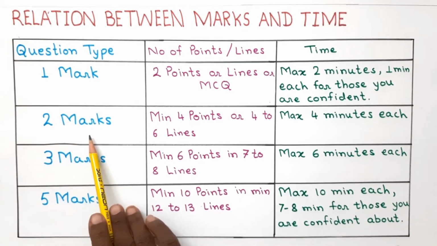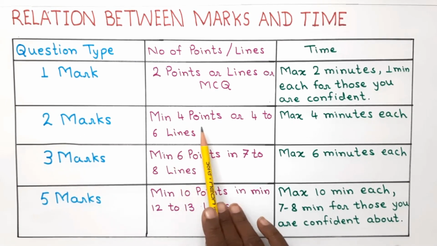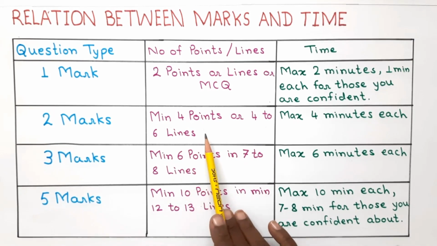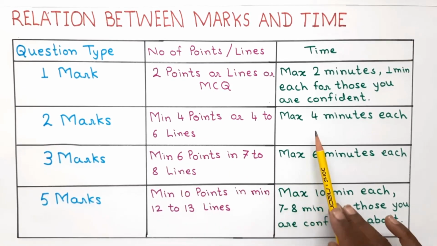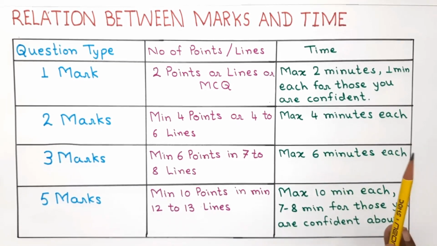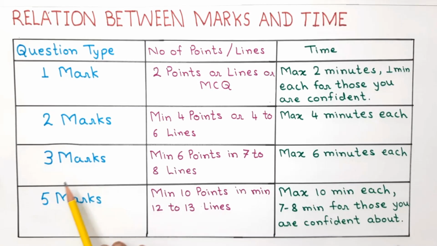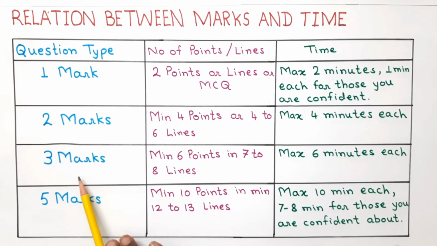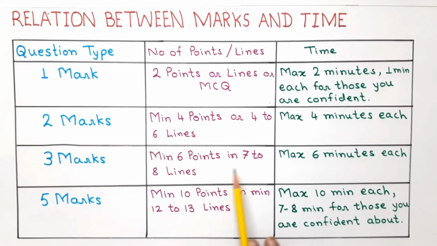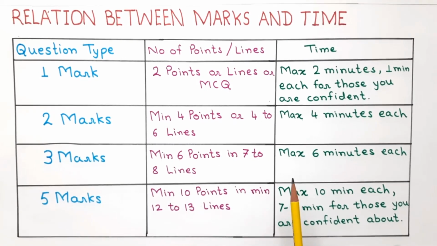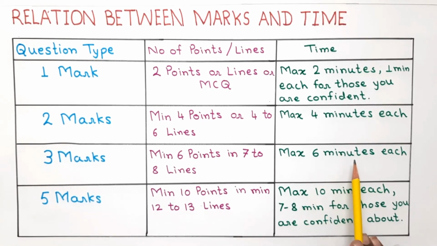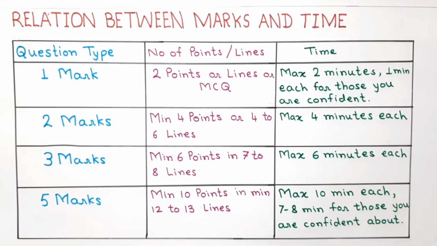Now a 2 mark question. Minimum 4 points or 4 to 6 lines you have to write. Maximum 4 minutes for each question you can give. Now for a 3 mark question, minimum 6 points in 7 to 8 lines you have to write. Maximum 6 minutes each question you can give.